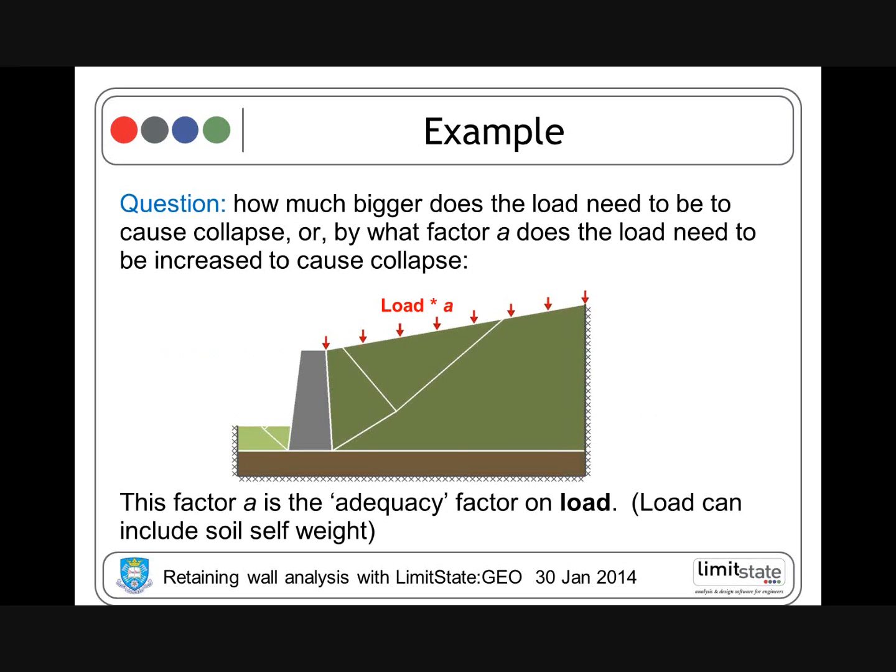So one way of getting a retaining wall to collapse is to say how much bigger does a load have to be to cause collapse, or by what factor do we have to multiply that load to cause collapse. And we call that an adequacy factor on load, and that can be applied to surface loads or to soil self-weight. So we could apply that factor to the weight of the soil behind the wall.